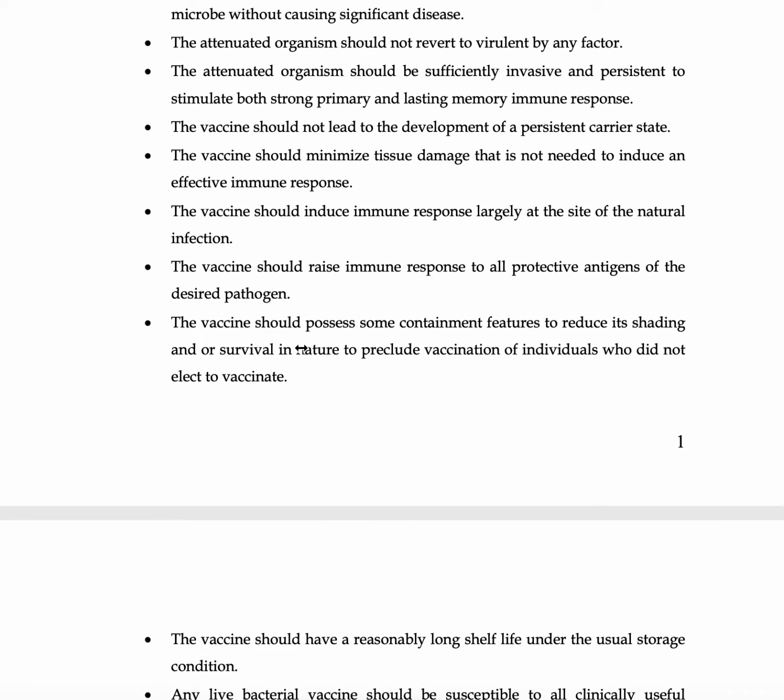Then the vaccine should possess some containment features to reduce its shedding or survival in nature, to preclude vaccination of individuals who did not elect to vaccinate. I mean, once the vaccine candidate is in the environment, it should not survive there.